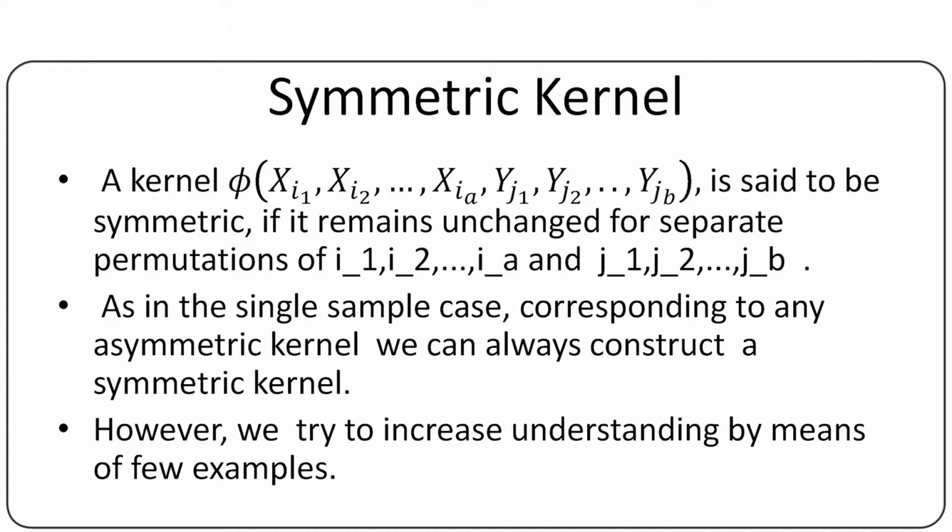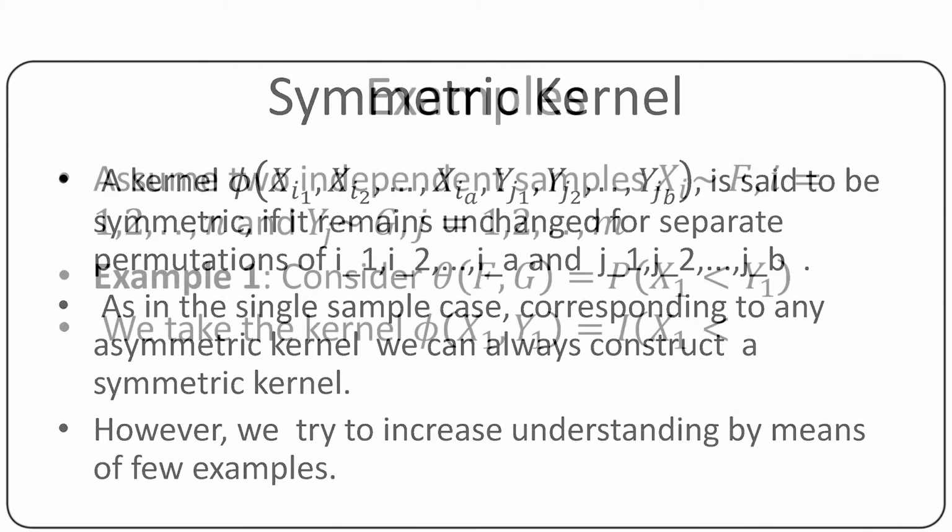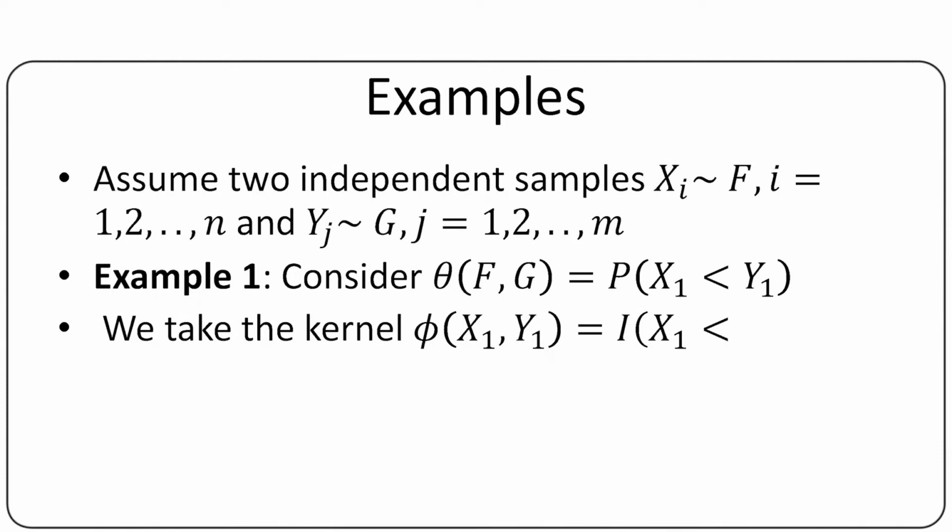Now, the definition of a two-sample U statistic. Let the index set be the set of i1 less than i2 ... less than ia, each at most small n, and j1 less than ... less than jb, each at most small m. There are a total of n choose a times m choose b possible kernels of degree (a, b). If phi is symmetric, then the corresponding U statistic is the sum over all such index choices of phi of Xi1, Xi2, ..., Xia, Yj1, Yj2, ..., Yjb, divided by n choose a times m choose b.